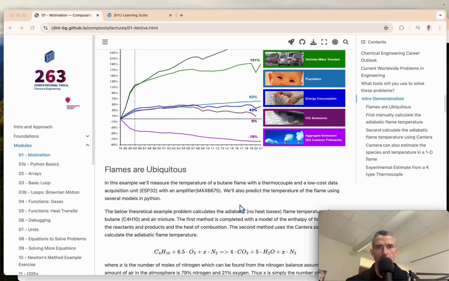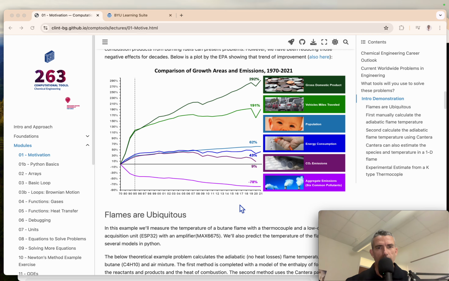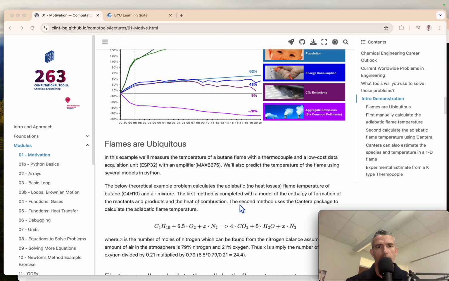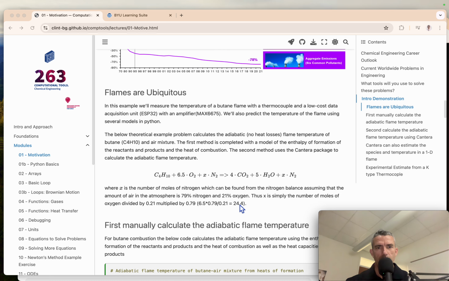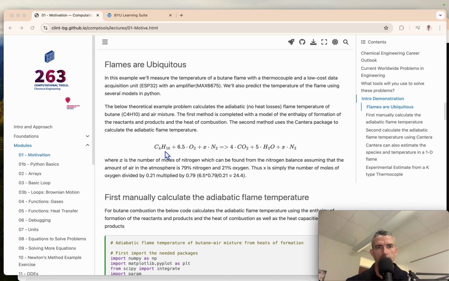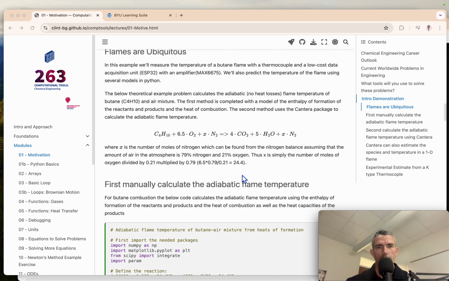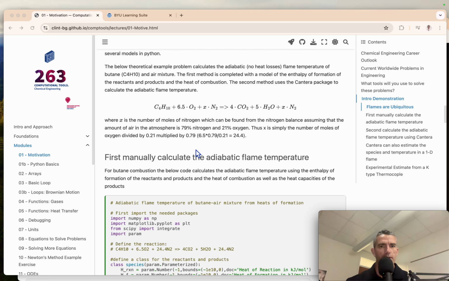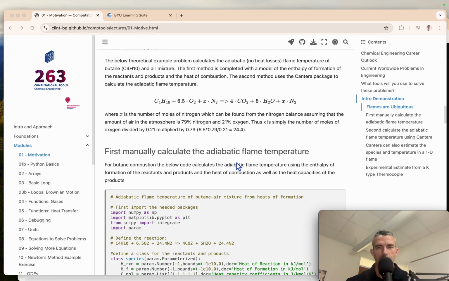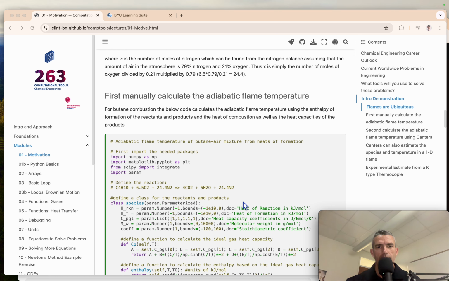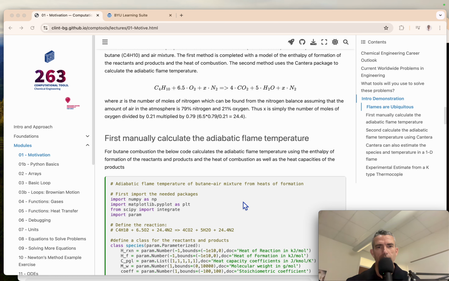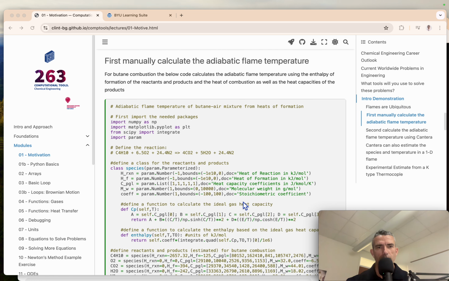And so there's more progress to be made, but flames aren't going away anytime soon. And here's an example problem talking about the combustion of butane. Here's our butane and oxygen and some nitrogen. This is representing the air, and it's converted to CO2 and water. And we would like to calculate the adiabatic flame temperature. What temperature is that flame?